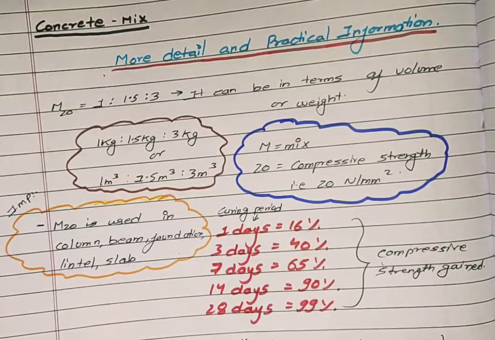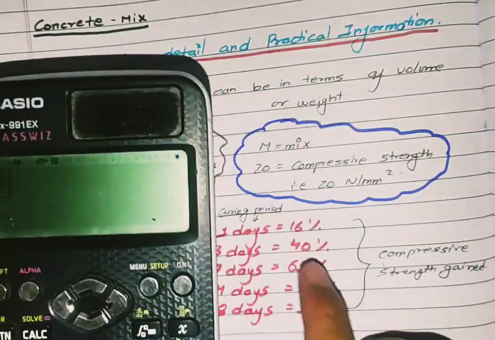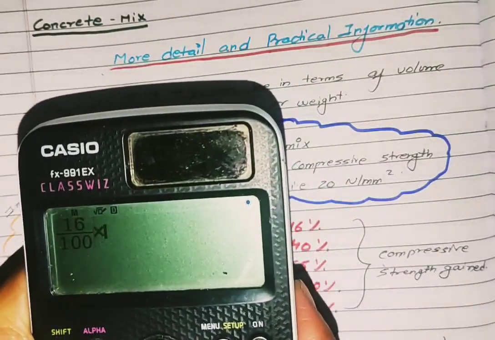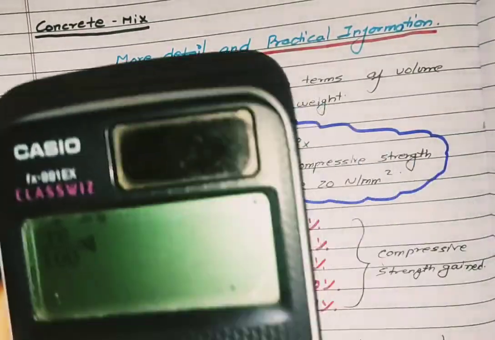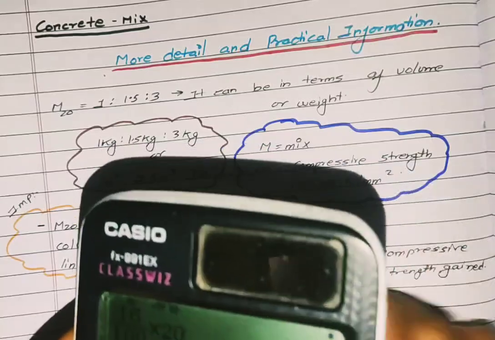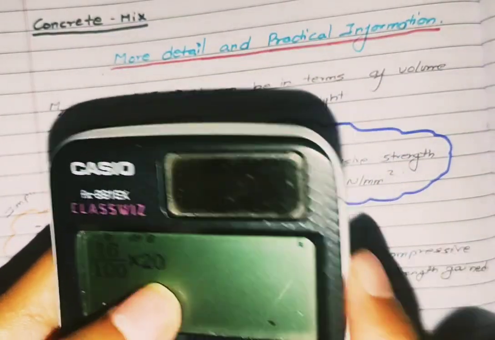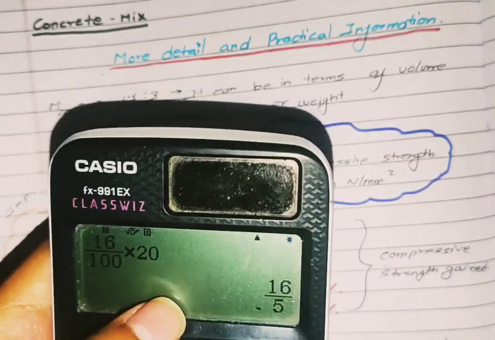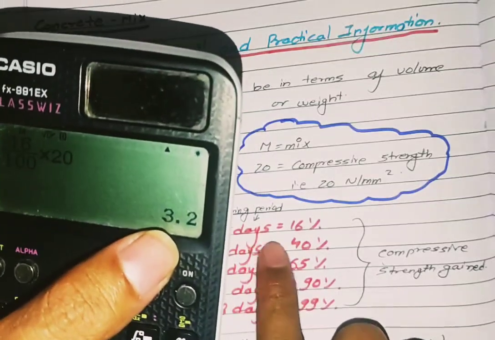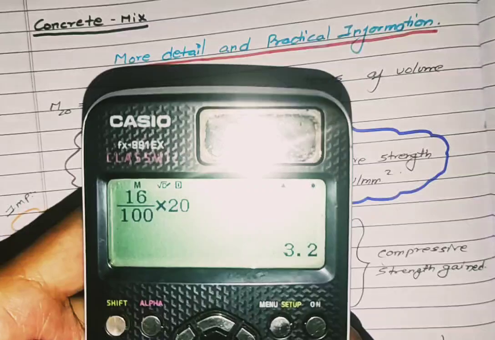Which means, look from this calculator, for 1 day we have 16 divided by 100. Now we calculate for M20, so we should multiply that. For M20 we multiply with 20, for M10 we multiply by 10. Then after we multiply we get 3.2. It means after 1 day of curing we get 3.2 Newton per mm square of compressive strength.